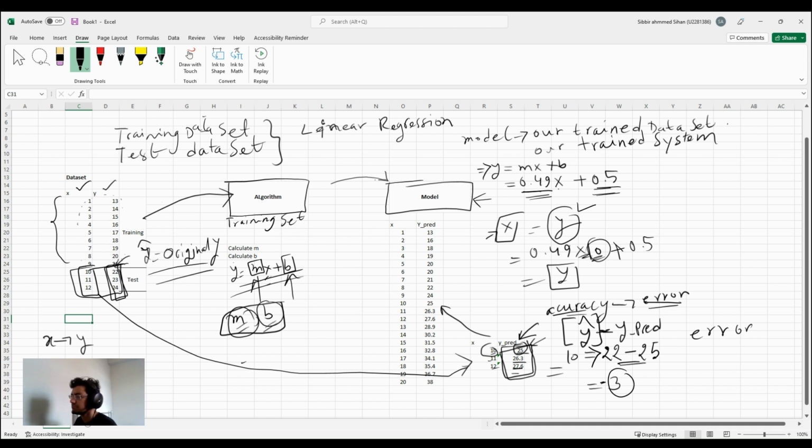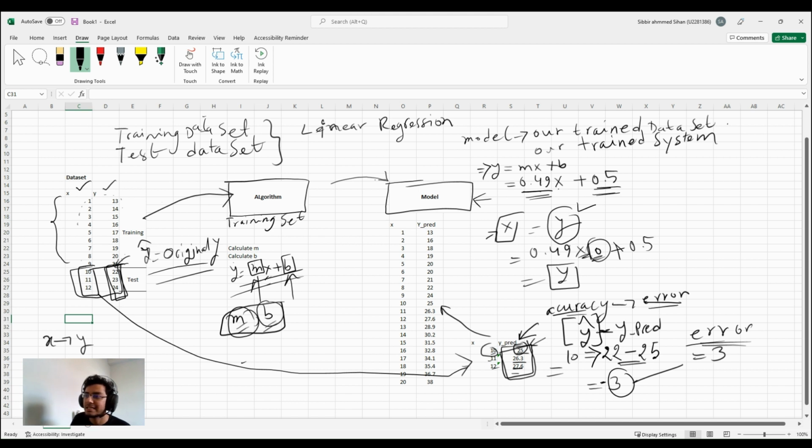Obviously, it's going to be minus, but it doesn't really matter whether you give it a sign or not because it's still going to be the difference. We're going to calculate the distance only, nothing much. So we have an error here, and this error is equal to 3. So this is how the whole model really works.